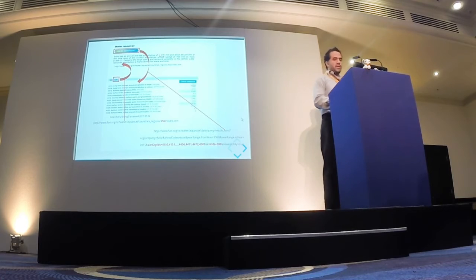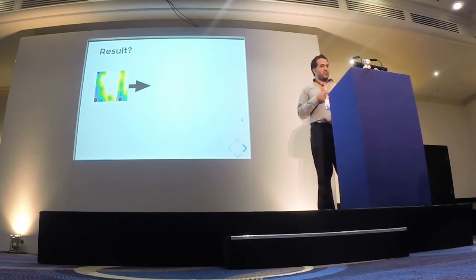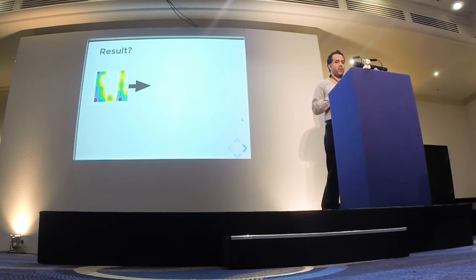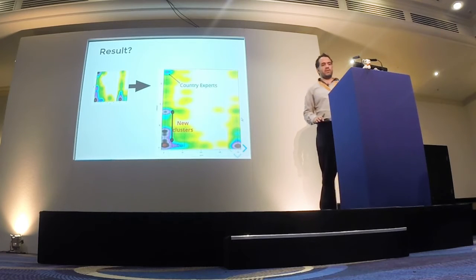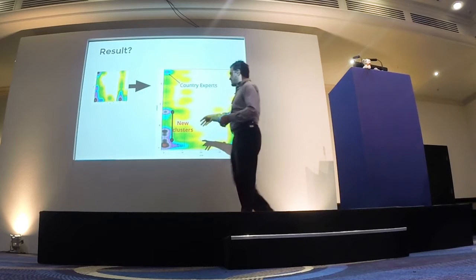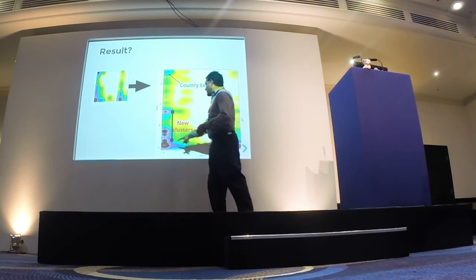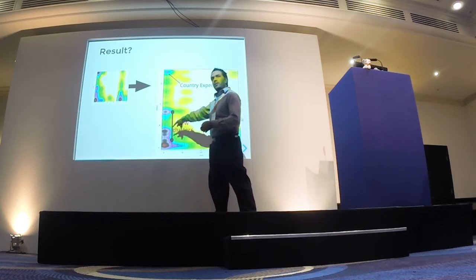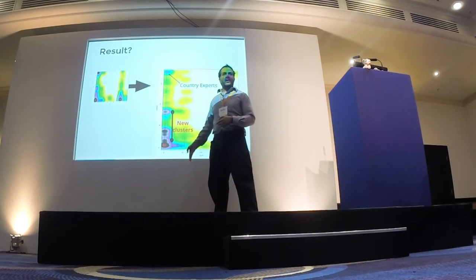So as soon as we implemented this, what happened? This is what we had before implementing. And as soon as we implemented, we started seeing all these new clusters. So what are these new clusters? These are clusters where people are checking a certain number of variables for the same one country.